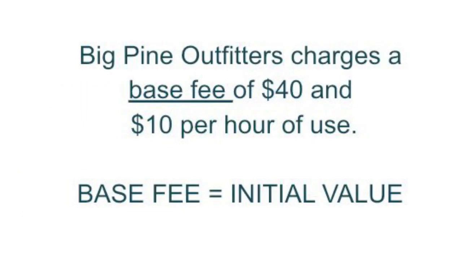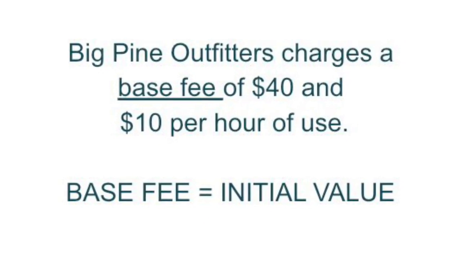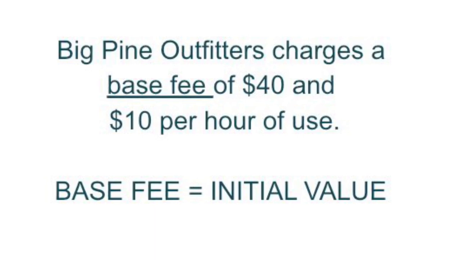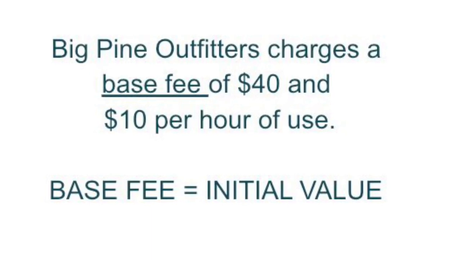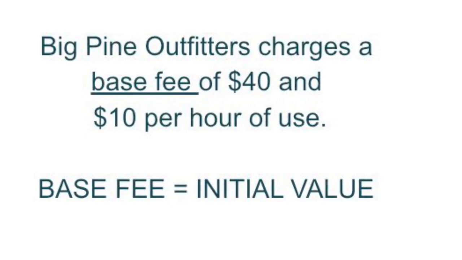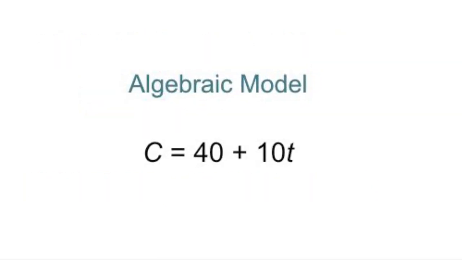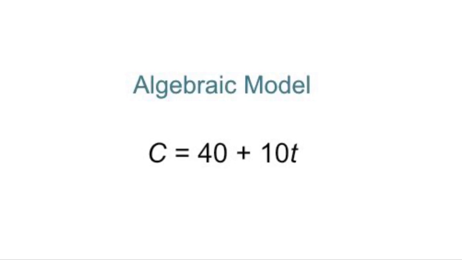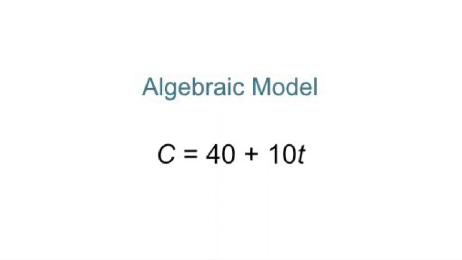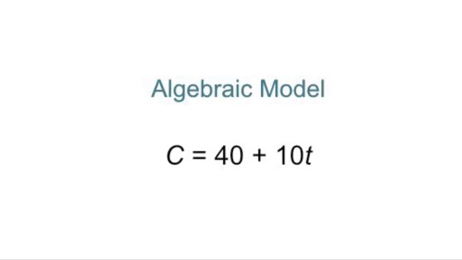Okay, so question number 1 says, Big Pine Outfitters charges a base fee of $40 and $10 every hour. Just want to let you know that base fee means initial value. That means it has an initial value of 40, it starts at 40, and then it goes up $10 every time. So we want to come up with an algebraic model, and remember, algebraic model just means we want to know the equation for this relationship. So the cost is equal to $40 plus $10 every hour. That would be the algebraic model. So we can represent that one sentence with an equation.